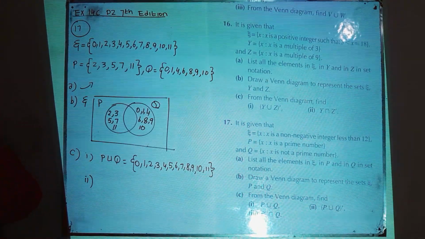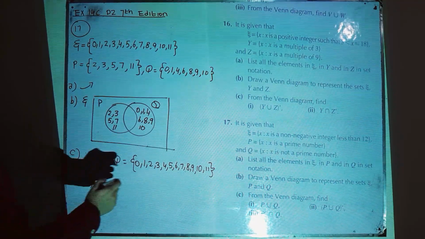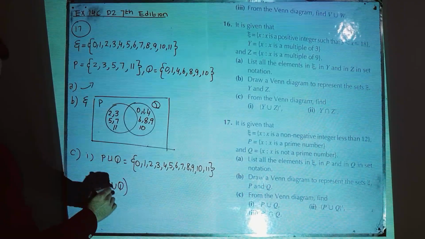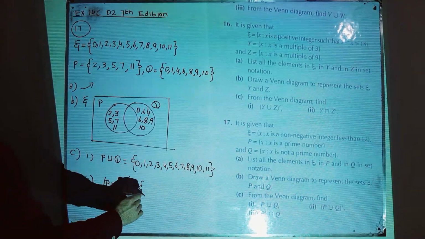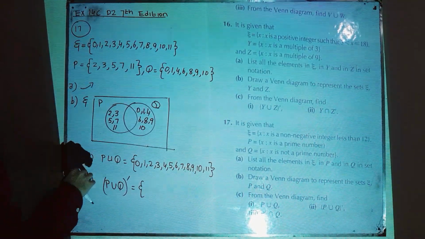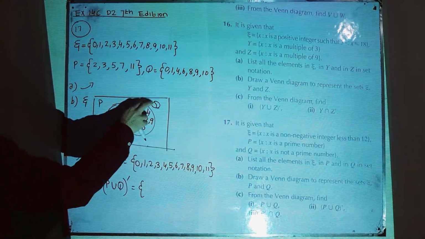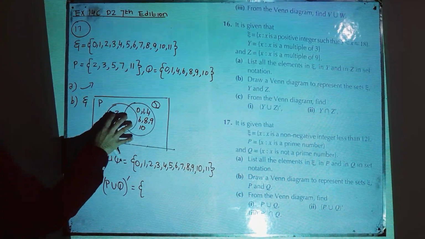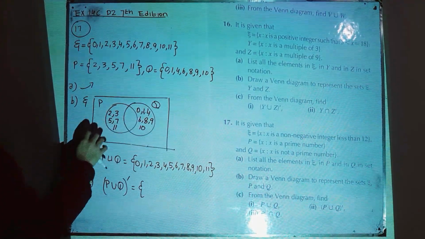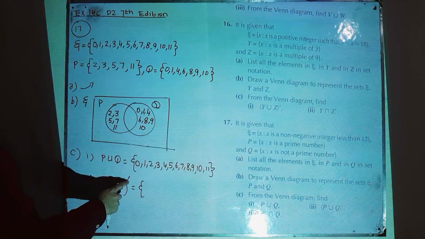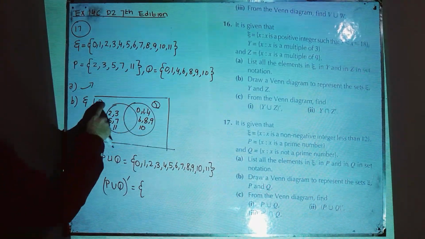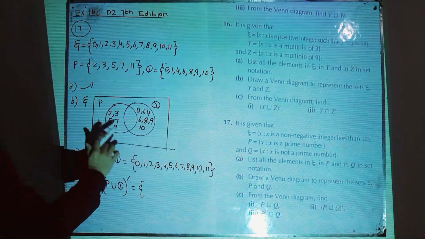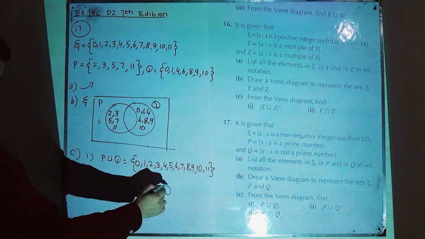The next one: you need to write P union Q complement. P union Q complement means the region outside P union Q. P union Q includes the circle of P and the circle of Q, and its complement is the region outside P and Q. We don't have any element over here, so this will be an empty set, and you may represent it with phi.